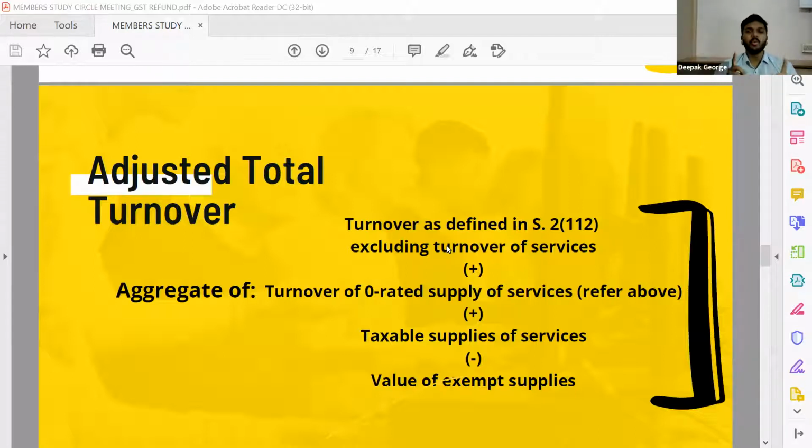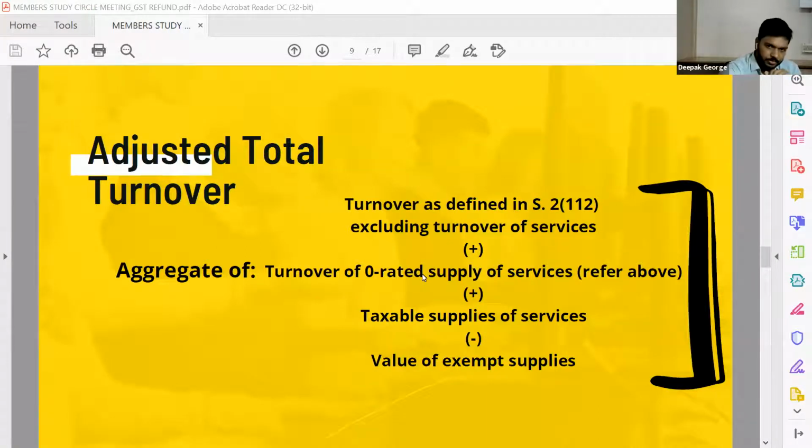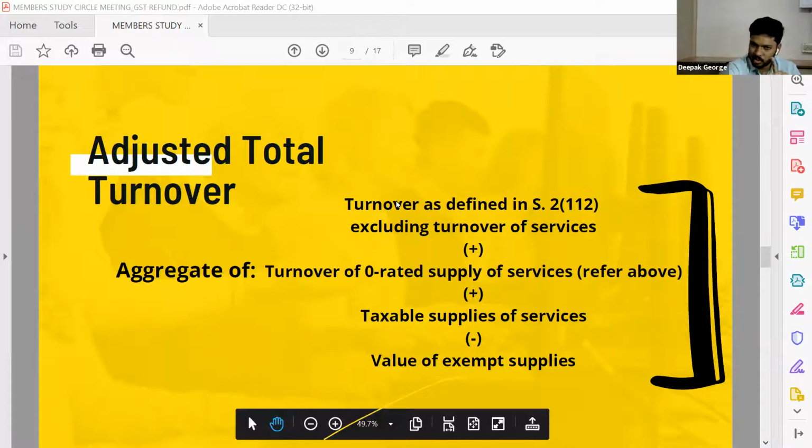So the first component is turnover as defined in 2 clause 112, excluding turnover of services. So total turnover in the state minus services is equal to goods, turnover of goods. So the first component here is they're saying that my total taxable turnover, my total exempt turnover, my total export turnover of goods. Why? Because they are saying you're excluding turnover of services. So this first component is done. Second addition, or in fact, second, third, and fourth one are relating to services. The first one related to goods. Second, third, and fourth are relating to services.